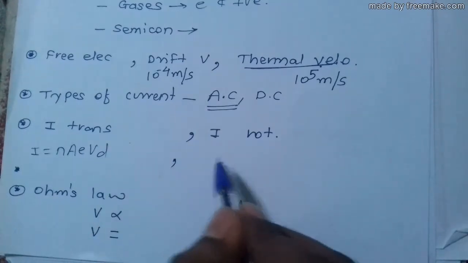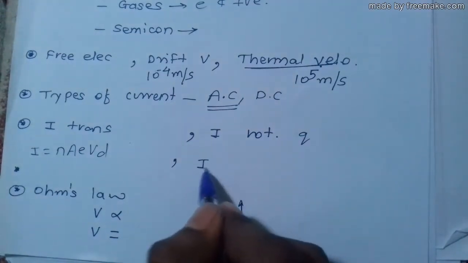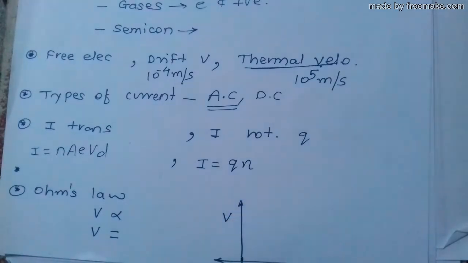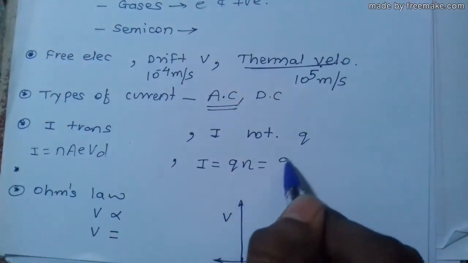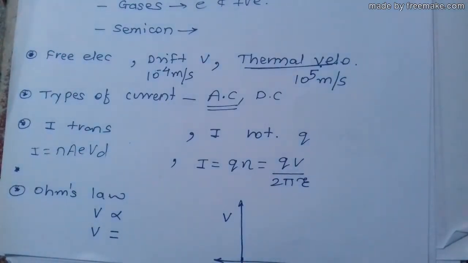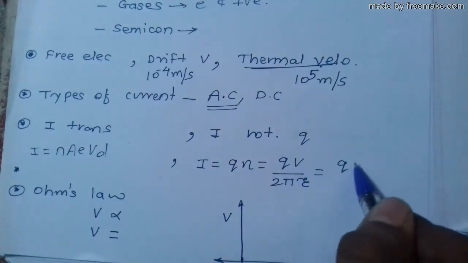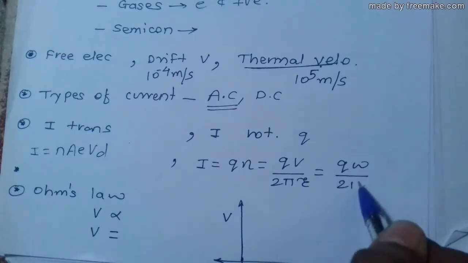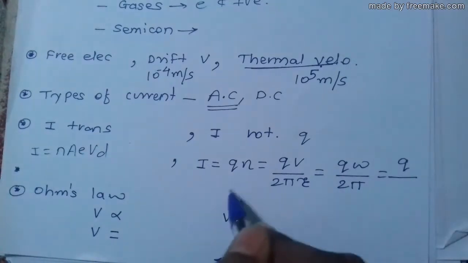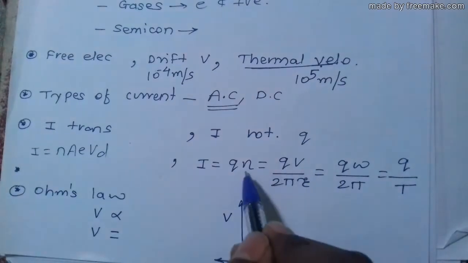Then if charge Q is rotating, then also it produces current. Then current produced is equal to Q into frequency. In velocity form it becomes QV upon 2 pi r. V upon r can be written as omega, so Q omega upon 2 pi. And in terms of time period it becomes Q upon T, since the reciprocal of frequency is time period. N is frequency.